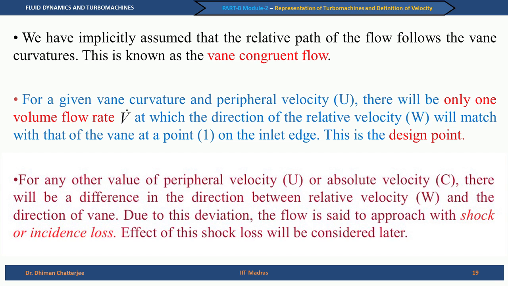These will give rise to additional losses which are called shock or incidence loss. I will talk about this additional effect of the shock loss on the performance of turbomachines later on. But right now, having said that there are possibilities of deviations from the vane curvature congruent flows, I will still talk about the vane congruent flow, because that gives us insight into the turbomachines.